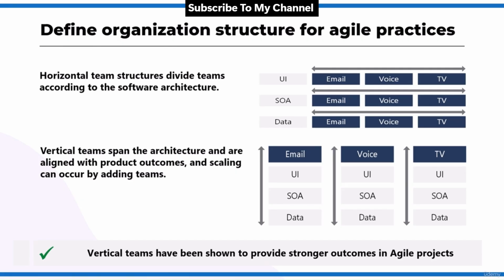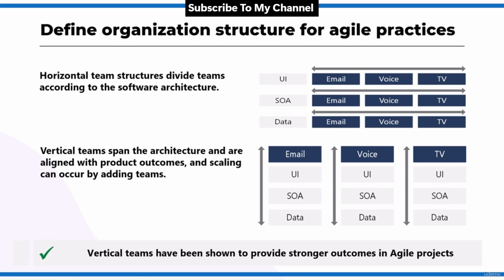For most organizations, becoming agile is difficult. It requires a mind shift and a culture shift that changes many existing policies and processes within the organization. As you can see in this slide, mainly we have two different kinds of team configuration: horizontal team structure as well as vertical team structure. Traditionally, horizontal team structures divide teams according to the software architecture. In this example, you can see that the teams have been divided into the user interface, service-oriented architecture, and data teams, three different segregations.